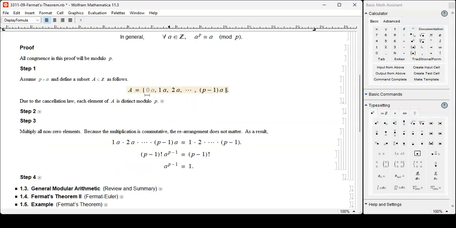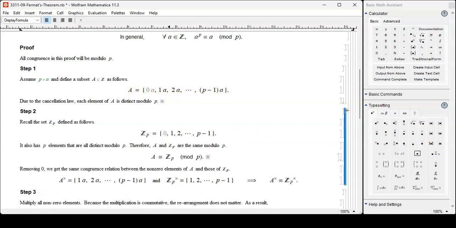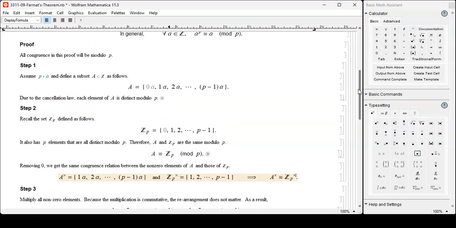A is 0a, 1a, 2a, 3a, and so on up to (P minus 1)a, giving P integers that are distinct from each other modulo P. And then another thing, Z_P, also comes from the remainder classes, so there's no other integer. So this completely classifies the entire Z. So this one and that one are the same, and then remove zeros so that non-zero elements of A and non-zero elements of Z_P are the same modulo P.